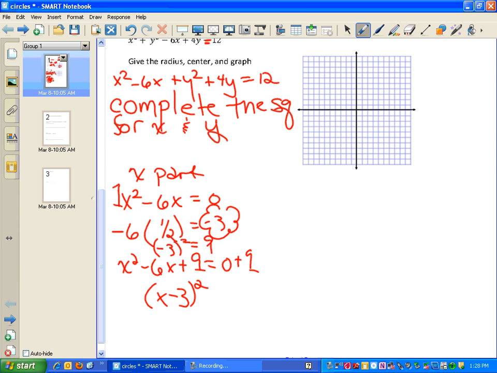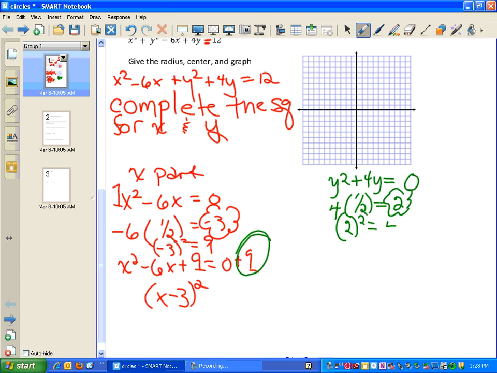Yep, the coefficient. Let's do the y part. Keep in mind what you just added on the right side, that you added that 9. Now let's do the y part. y squared plus 4y equals. So I'm going to take the 4 and multiply it by 1/2, and get 2, there's my little cloud. Take that 2 and square it, and what do I get? 4. So I have y squared plus 4y plus 4 equals 0 plus 4.